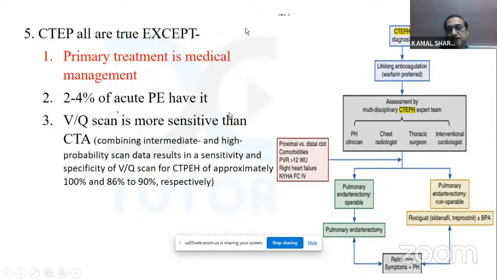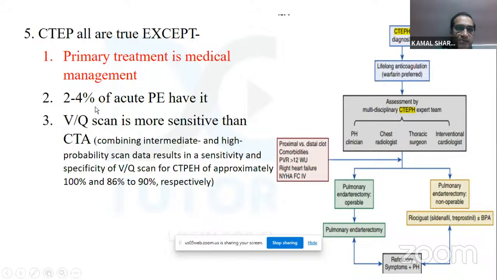If you have a patient of chronic thromboembolic pulmonary hypertension, of course, apart from lifelong anticoagulation, you would look for the operability, especially whether it's proximal or distal. PVR is more than 12 Wood units, right heart failure, functional class 3, 4. So it would depend again how the question is framed. If you have asymptomatic, no heart failure, CTEPH, of course, its primary management is medical management. The question framing is important.